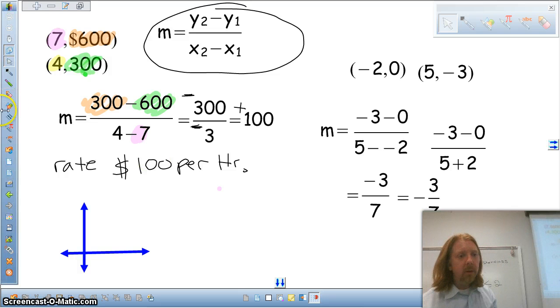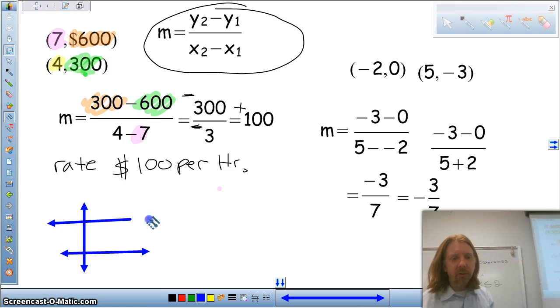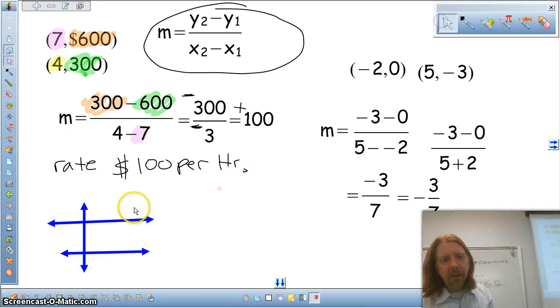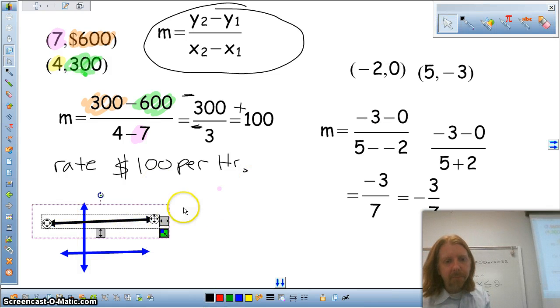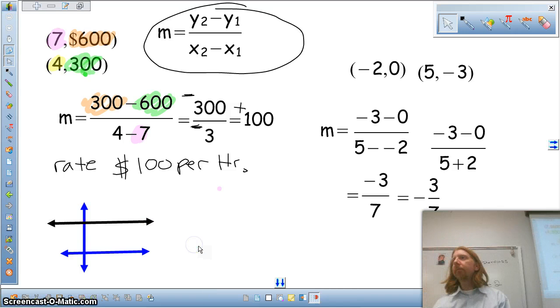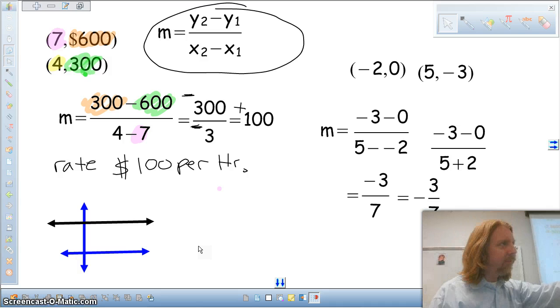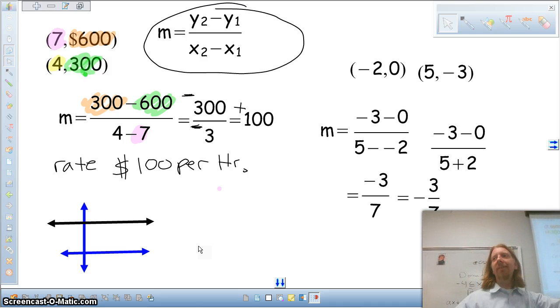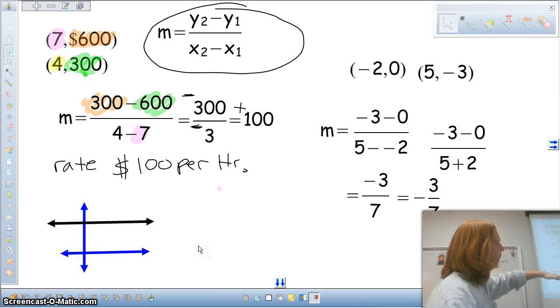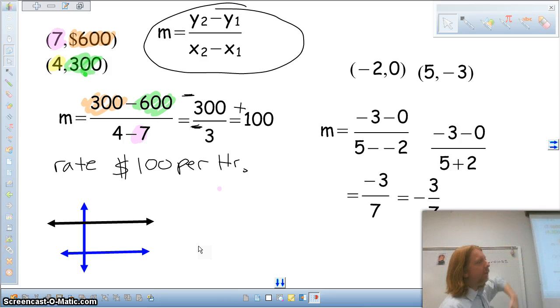And what would the slope be if it didn't change? What do you guys think that slope's going to be? The value of a $100 bill is always $100. So what's the slope? How much is it changing? So the slope would be 0. 0 slope doesn't change. Positive slopes go up, negative go down.